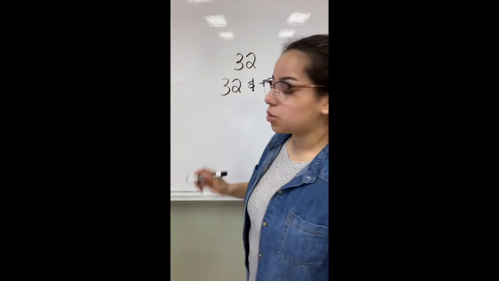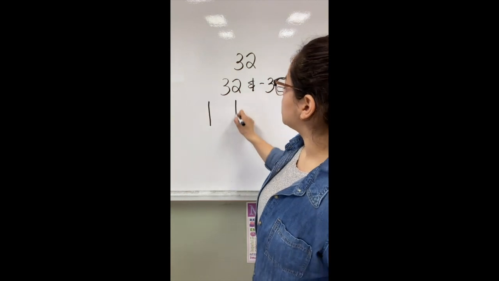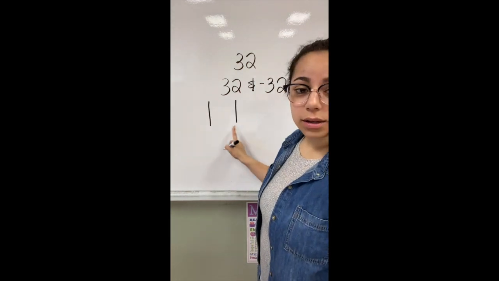With all of those, the biggest thing that they're seeing right now is that these little lines mean absolute value.